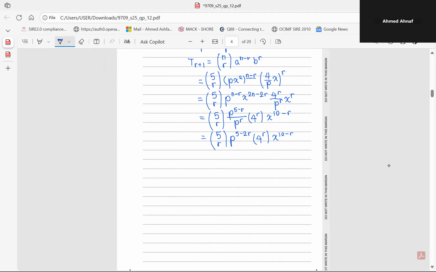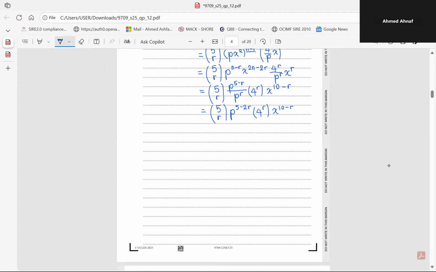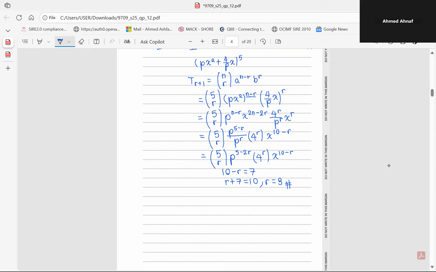Now we're just going to equate the power of x to 7, since we're interested in the term with x to the power of 7. So let's do that. So 10 minus r equals 7. You would get r plus 7 equals 10. Hence r is equal to 3. So this is our answer for r.